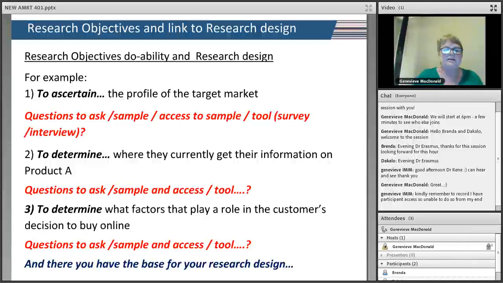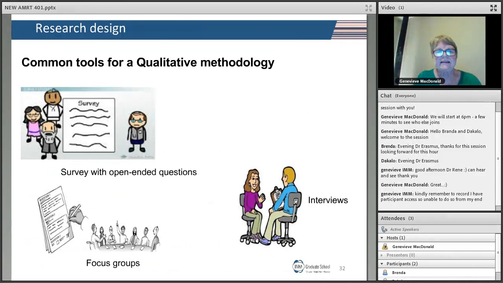And again, you can actually say, look at the model that we looked at previously. Is it the risk factors? Is it convenience? Is it access to the internet? Is it the layout of the web page, etc.? So there's a lot of stuff that I can actually start thinking about, and there I have the base for my research design.